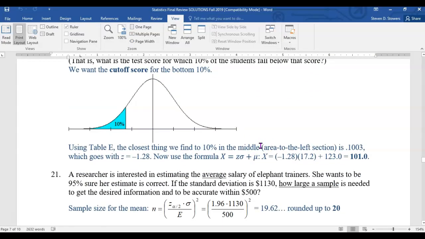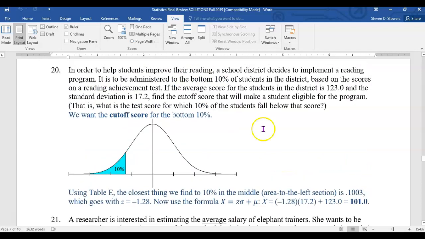So with that z, we plug that into the formula x equals z times sigma plus mu. So we take negative 1.28 times the standard deviation 17.2 plus the mean 123.0, and we get 101.